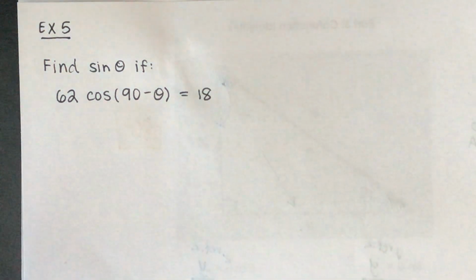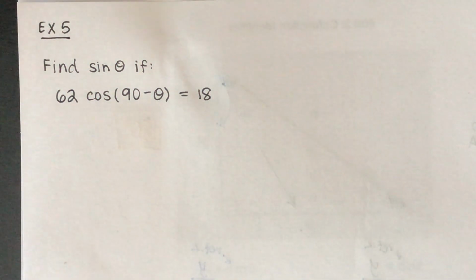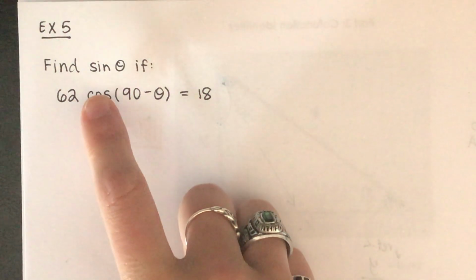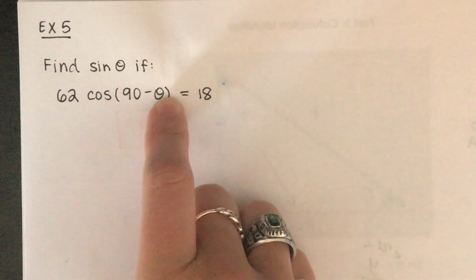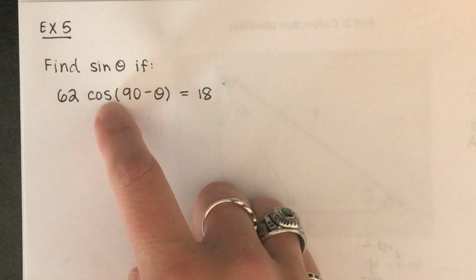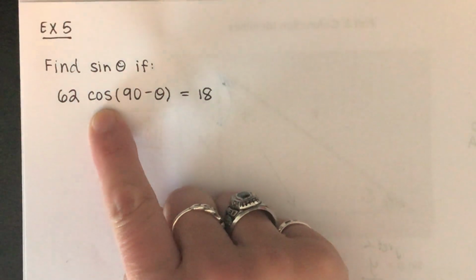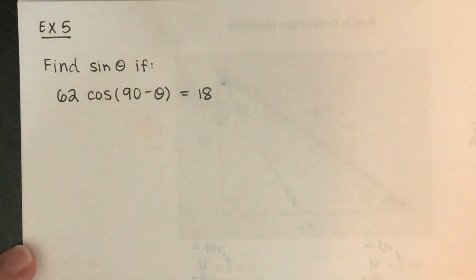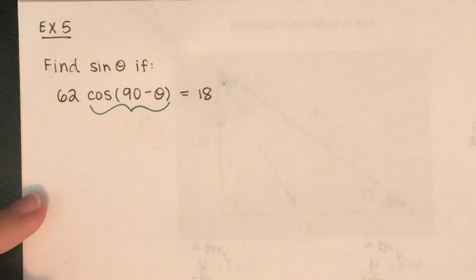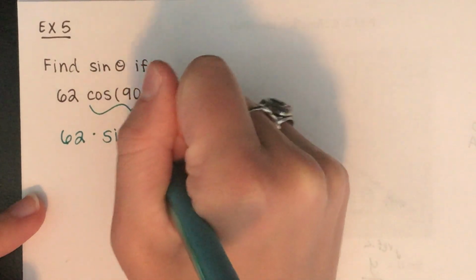Okay, so this example says, find sine theta if 62 times cosine of 90 minus theta equals 18. Now, I say, okay, cosine of 90 minus theta, what's its cofunction? Well, cosine is the cofunction of sine. So instead of writing cosine of 90 minus theta, I can substitute this in, because that's a cofunction identity, to just be sine of theta.